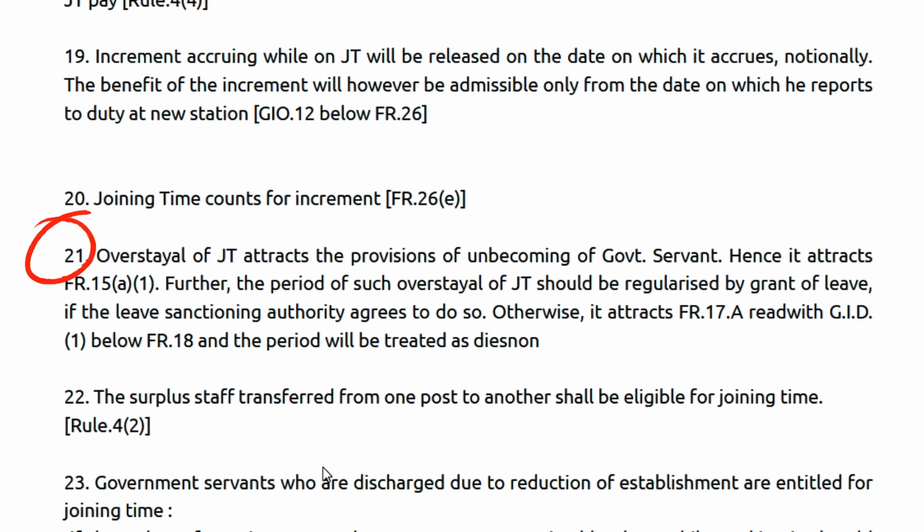Serial number 21. Overstay of joining time attracts the provisions of unbecoming of a government servant. Hence, it attracts FR 15A1. Further, the period of such overstay of joining time should be regularized by grant of leave if the leave sanctioning authority agrees to do so. Otherwise, it attracts FR 17, read with GID 1 below FR 18, and the period will be treated as dies non.